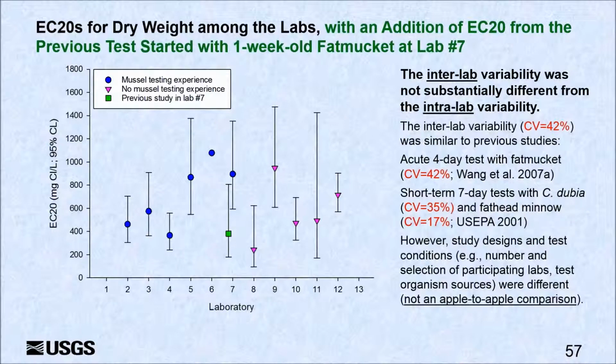If we compare the inter-lab variability to other studies, there's a 4-day fed mayfly acute study based on survival. The CV is 42, almost identical. And then the EPA more formally organized round-robin study with Ceriodaphnia and Pimephales, it's 35 and 17. But again, this is not an apples-to-apples comparison, as there's a different number of labs, organism, and test source. So just to give you some idea.